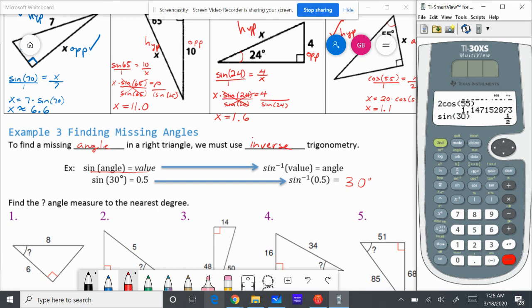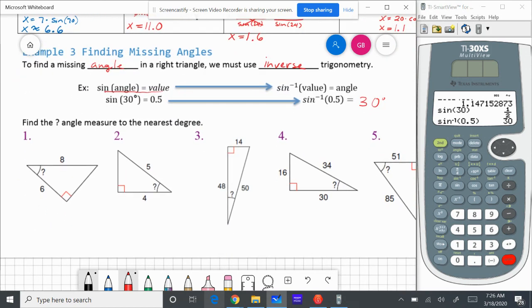So the sine of 30 is 1/2 or 0.5, and the sine inverse of 0.5 gives you the 30-degree angle. Okay, so we're going to apply these with these examples here. Once again, use the information that's given to determine which trig ratio you're going to use. All right, so the angle of interest is here.